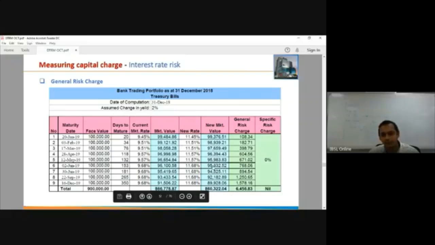Then similarly, you compute your new market value. The general risk charge is the difference between the new market value and the original market value. If you do the same computation for all these instruments, your general risk charge is the new market value, that is 863.22 minus 800. I think it's the other way around.